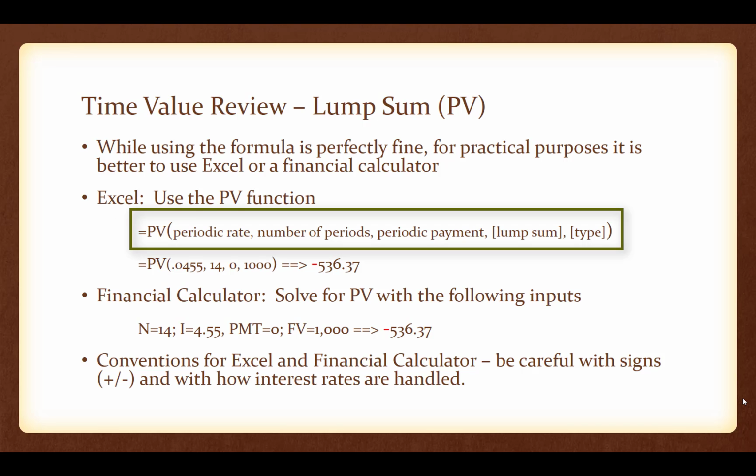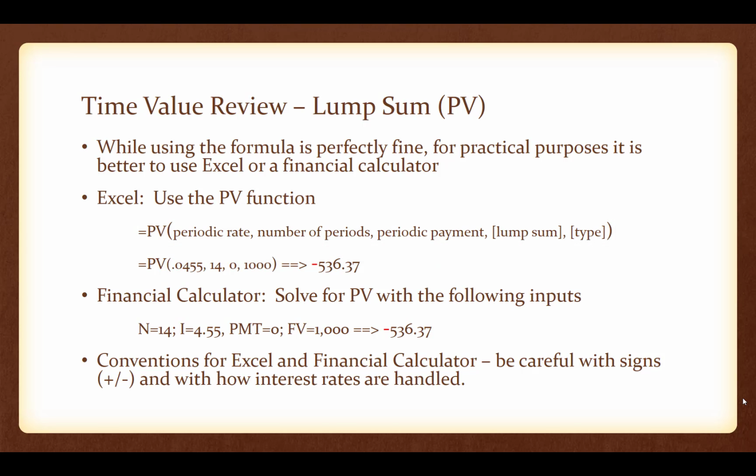The arguments in the present value function are first the periodic rate, next is the number of periods, the third argument is the periodic payment, and then there are two optional arguments that you could insert into the function. The fourth is the lump sum payment. In this case, you're going to need that one. The last argument is the type, and that's just an indicator variable, 0 or 1, which tells you when the cash flow is occurring, either at the beginning of the period or the end of the period. Typically, we're going to leave that last argument alone, and the default in Excel is end of period payments.